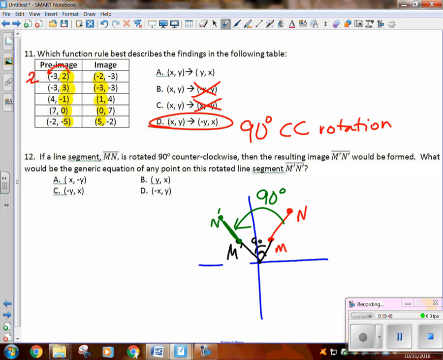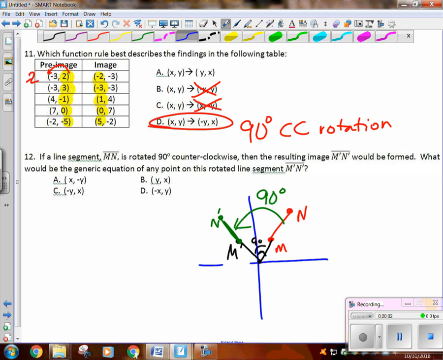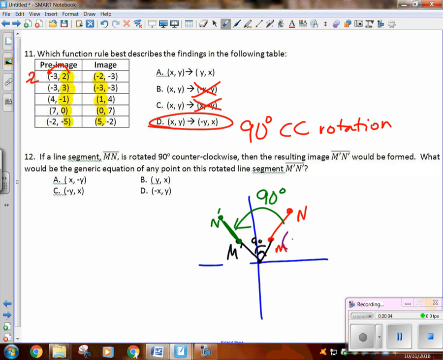And it's basically asking, what would be the generic equation of any point on this rotated line segment? So if I look over here, I'm going over and up. Let's see if I can describe this best. This one right here, I'm going over positive and up positive. This one, I'm going left, which is negative, and then up, which is positive. So I'm having some signs change.